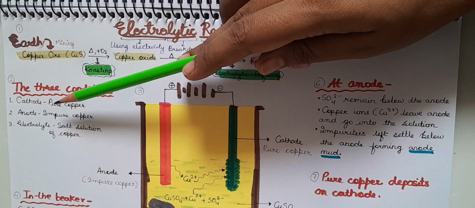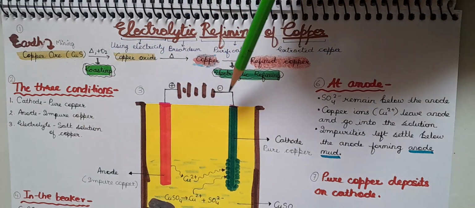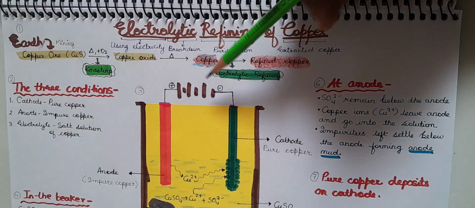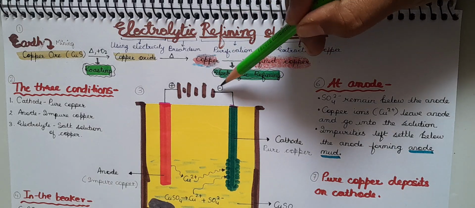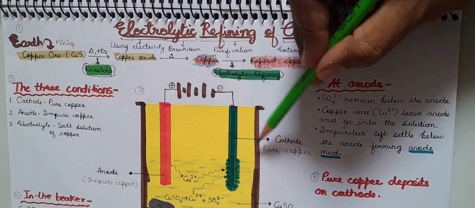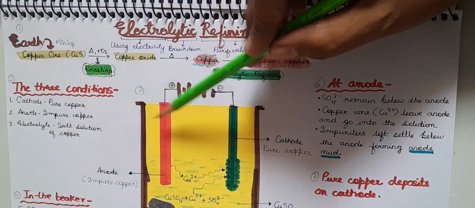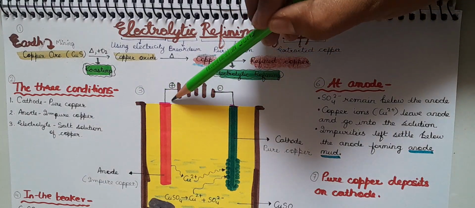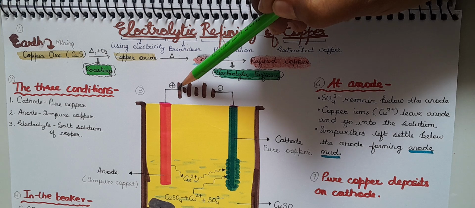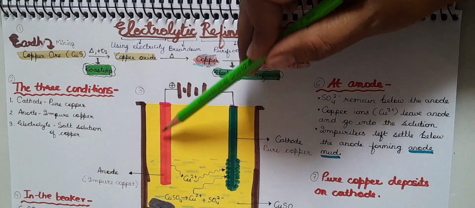The cathode needs to be made up of pure copper. Cathode means the electrode which is connected to the negative terminal. So the electrode which is connected to the negative terminal should always be made up of pure copper. Anode should be made up of impure copper. The anode is an electrode which is connected to the positive terminal of the battery. Now this is made up of impure copper.